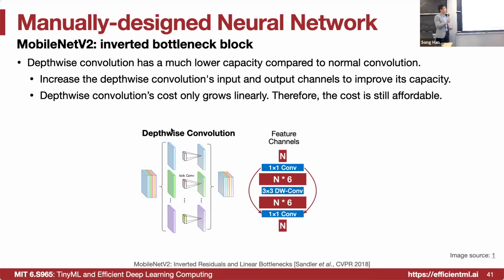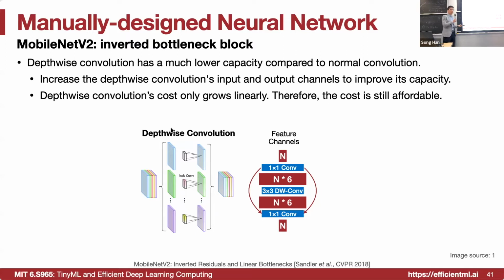After the first version, the second version of MobileNet proposed this inverted bottleneck, using the intuition that the depth-wise convolution has much lower capacity compared with the normal convolution, right? So how do we compensate for that?